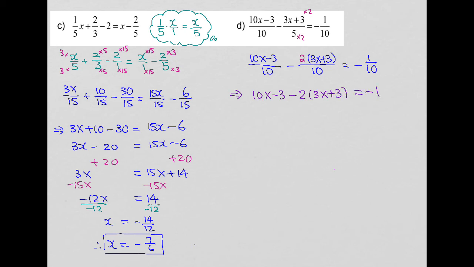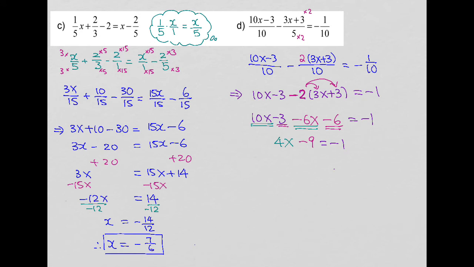The next thing you do is use the distributive property to remove the brackets. So 10x minus 3, and then negative 2 times 3x will be negative 6x. Negative 2 times positive 3 is negative 6, equals negative 1. And simplify it by collecting the like terms. So 10x minus 6x, you will get 4x. And negative 3 minus 6 will become negative 9, equals negative 1.